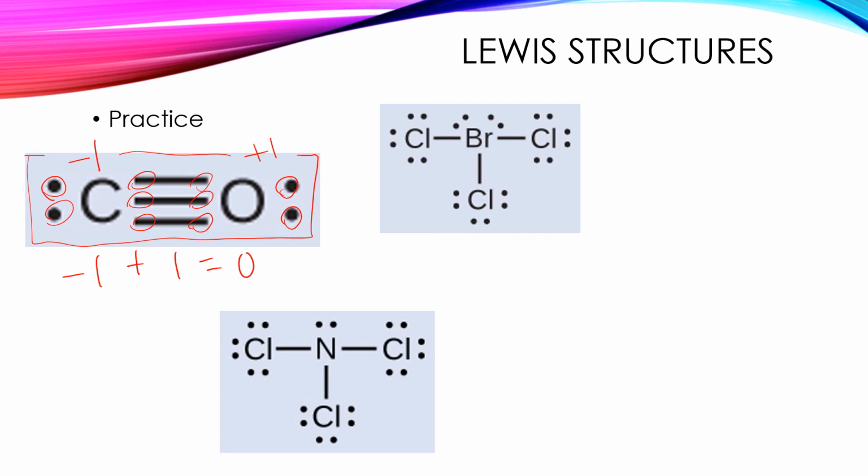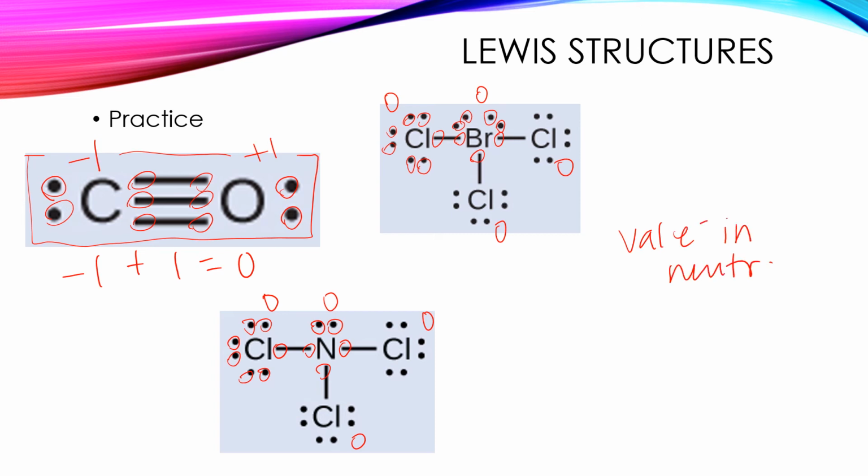which they do. Looking over here at the bromine molecule, chlorine normally has 7. 1, 2, 3, 4, 5, 6, 7. Has a formal charge of 0. Bromine normally has 7. 1, 2, 3, 4, 5, 6, 7. Formal charge of 0. And same for all these. Obviously, that adds up to 0. And then the nitrogen molecule down here, chlorine usually has 7. 1, 2, 3, 4, 5, 6, 7. So 0. Nitrogen normally has 5. 1, 2, 3, 4, 5. So all of those formal charges are 0. So you're really just comparing the valence electrons in a neutral atom to the valence electrons in the molecule.